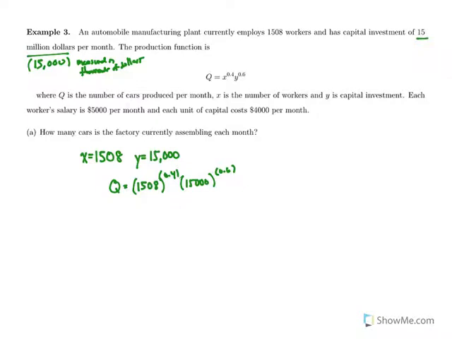So when we plug this in, we get a value of about 5,984. 5,984 cars are produced per month at this factory if we have 1508 workers and a capital investment of 15 million, which corresponds to a Y value of 15,000 measured in thousands of dollars.